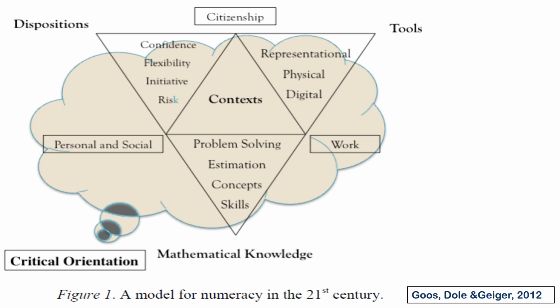And we can see at the peaks of that context triangle, we have things such as citizenship, personal social responsibilities, and then work. And then within each of those triangles, we have these ideas of confidence, flexibility, initiative, and risk coming off contexts towards the dispositions. The tools that we need, the representational tools, the physical and digital tools, and we'll talk to you at length about the concrete representational abstract model for learning and teaching mathematics. And then, of course, there's this last part around problem solving, estimation, conceptual understanding, and the skills that are required. So quite a nice little breakdown in terms of what's involved in being critically numerate.